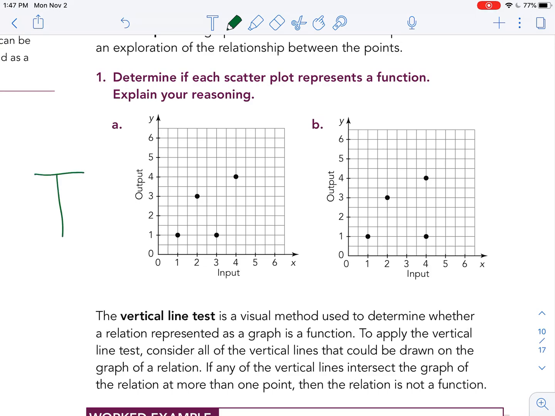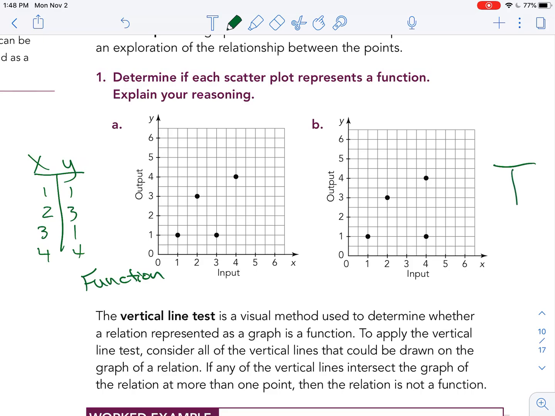So if I look at it, I'm going to make a table. I have the point 1, 1. I have the point 2, 3. I have the point 3, 1. And the point 4, 4. Do my x values repeat themselves? They don't, so this is a function.